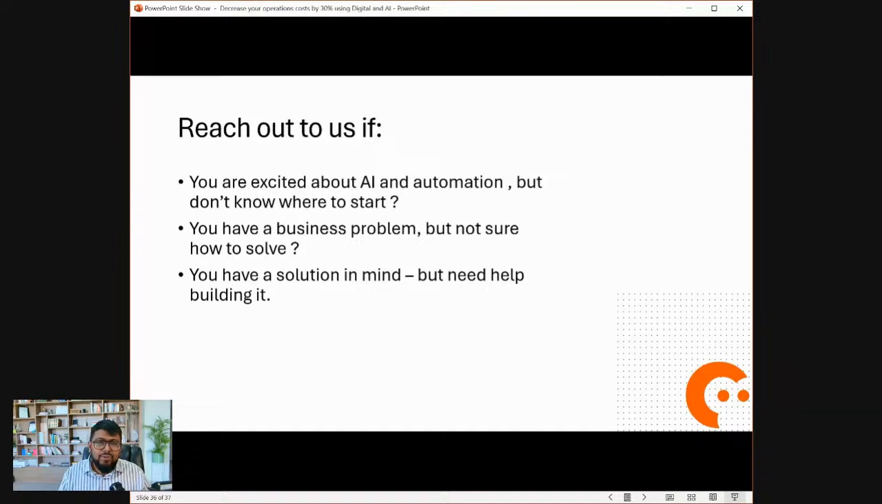And then if you already have a solution in mind, if you already have a clear idea of what you want to build, but you need help building it, again, you can reach out to us and we can help you build it as well. It might be a complicated solution. We can say, okay, let's start with solving one problem at a time, develop a minimum viable product, and then take it from there.